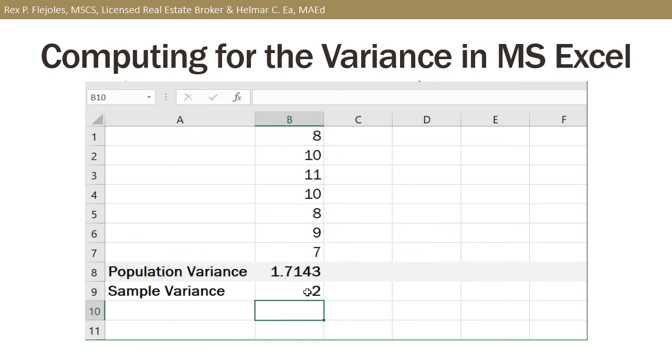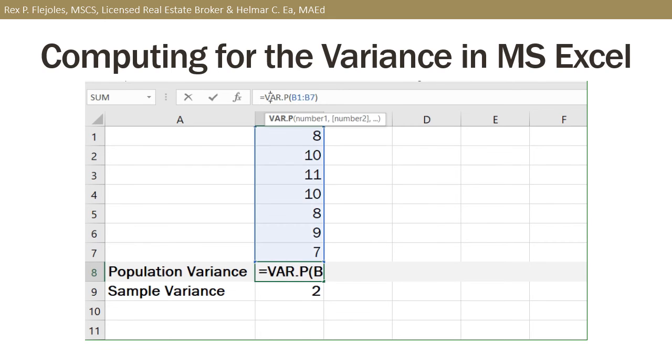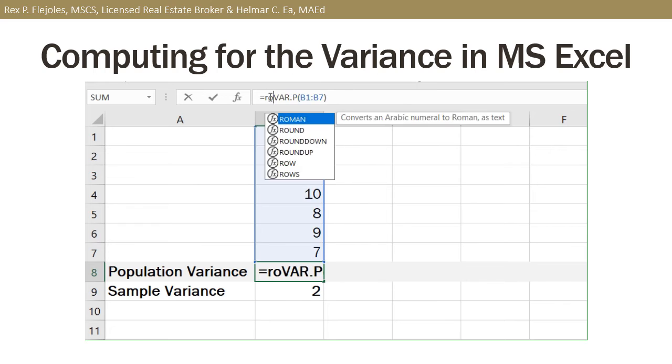So you will notice that the sample variance is greater than the population variance because the divisor of the sample variance is lower than the divisor for the formula we use in determining the variance of a population. Again, if you want to display the result into decimal places, we're just going to add the round function.